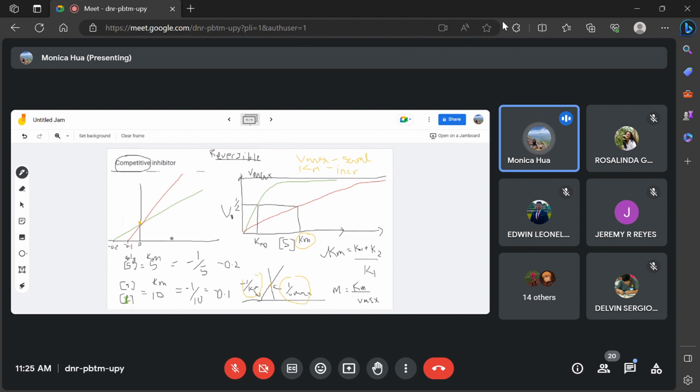Or if you're doing experiments and you are looking at, let's say you plot your initial velocity over substrate concentration, and you plot those graphs, and then you are going to now change this. You find your half of Km, you find your Vmax, you plot it here, you can find out whether or not the inhibitor is a competitive inhibitor. Okay.